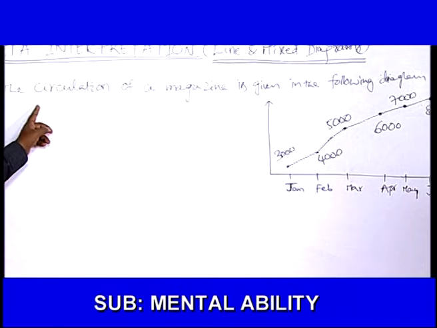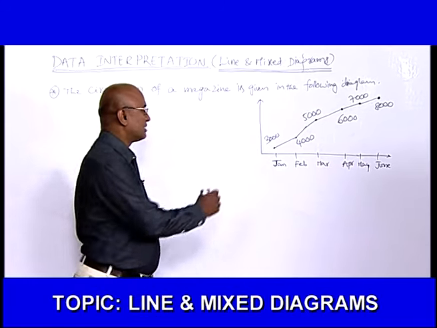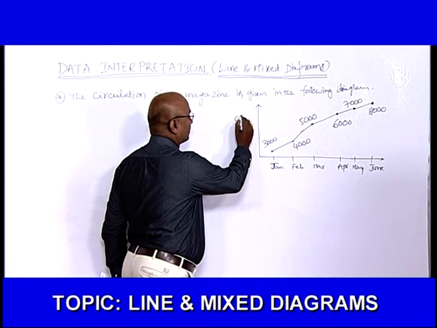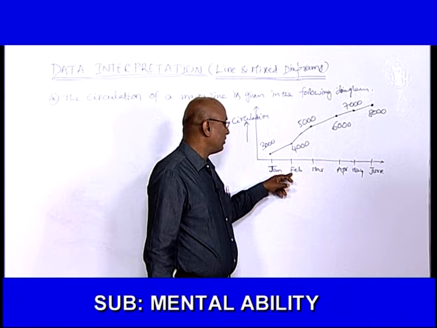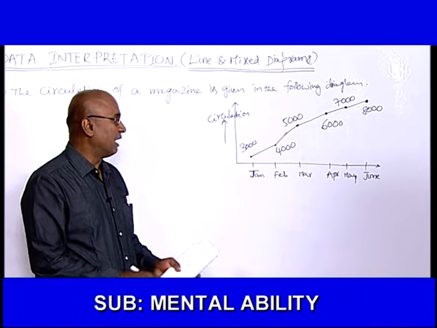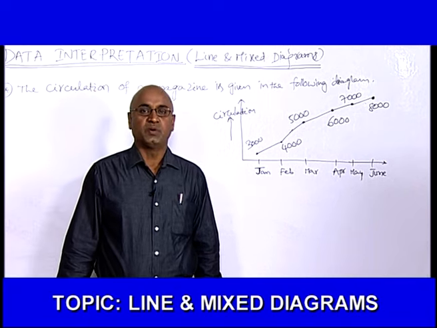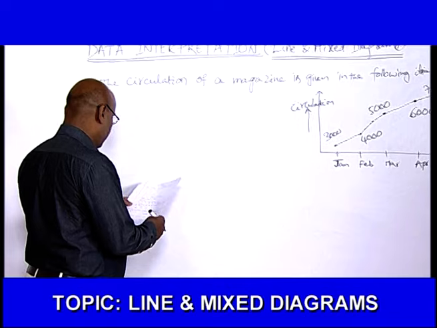Here the circulation of a magazine is given in the following diagram. It is the number of circulation. In the month January, the circulation is 3000, February 4000, and March 5000, and so on up to June. And in the month of June, the circulation is 8000. Now we will see the first problem.